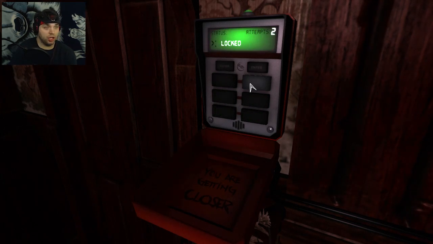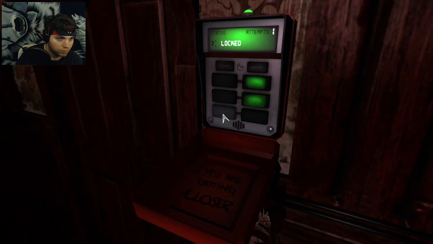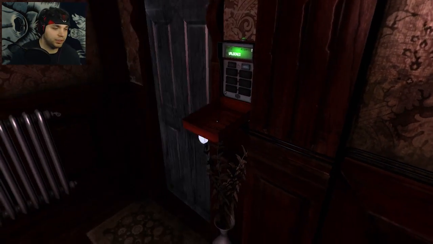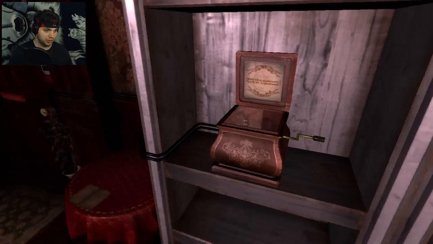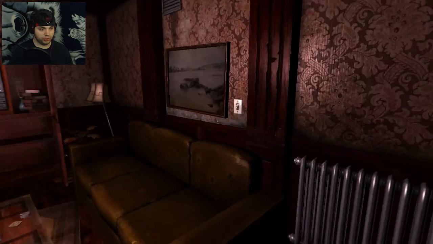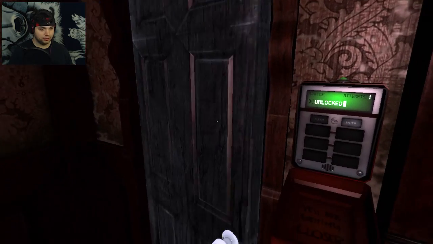Alright, attempts! Oh shit, I got two attempts. Oh gosh, that took forever to figure out. Ooh, the door's open. All right, I got the door open. Don't close the door on me.